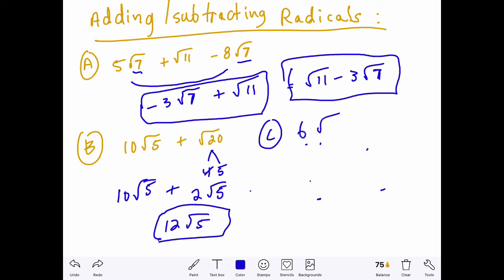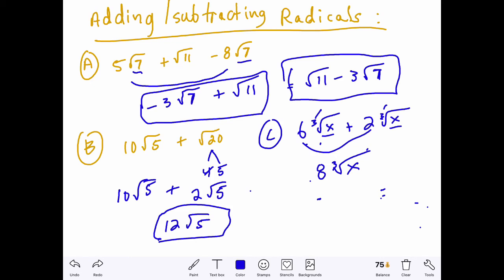6 times the cube root of x plus 2 times the cube root of x. Well, these both have the same radical structure. In other words, they have the same index here of 3, and they have the same radicand. And hence we can add those two. 6 plus 2 is 8, and keep that radical structure the same. 8 times the cube root of x.